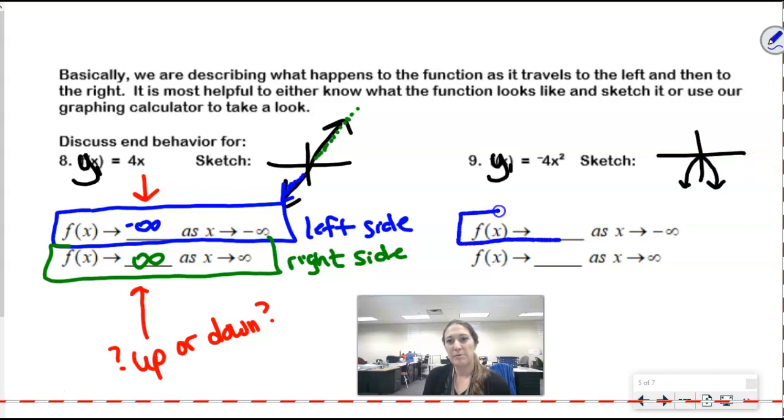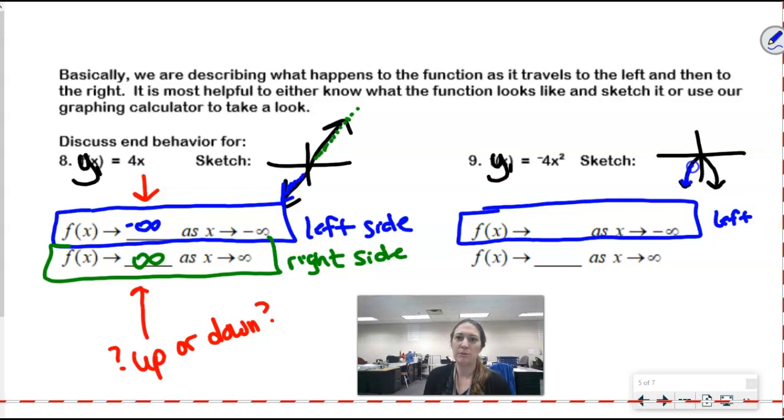So when I look at our end behavior, I always do end behavior in the same order. I always do the left side first, just to keep it consistent. So a little bug on the left. What's the bug doing on the left? It's going down, down, down, down, down. So we say negative infinity.